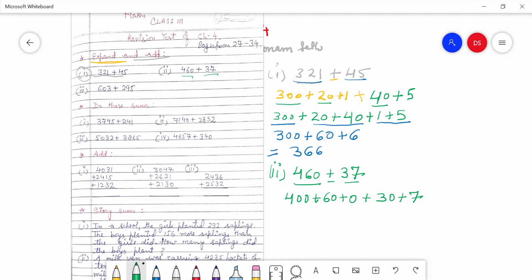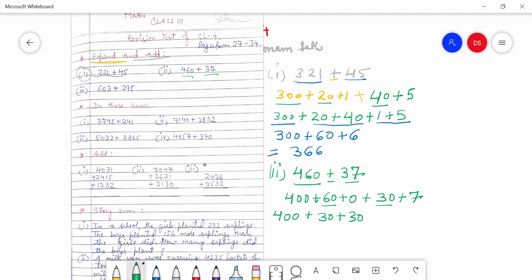Now in the same manner we will collect the same number of digits together. So 400 is alone. We will write 400 first. Then we will collect the two-digit numbers. These are 60 and 30.